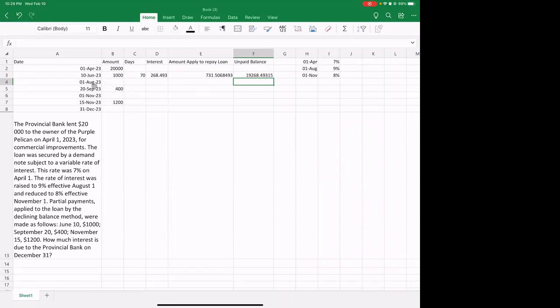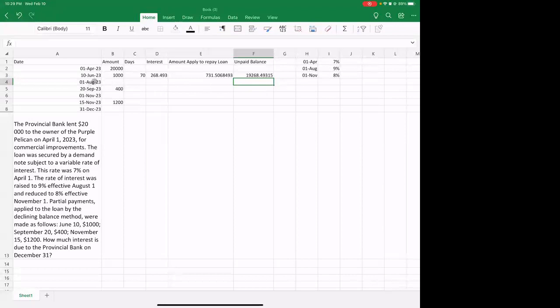Because there is an interest change on August 1st, and you make a payment on September 20, $4,400, we have to use different rates. Between June 10th and August 1st, you use 7%. From August 1st to September 20, you use 9%.